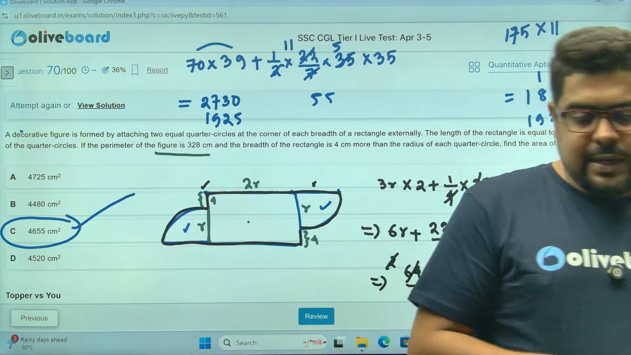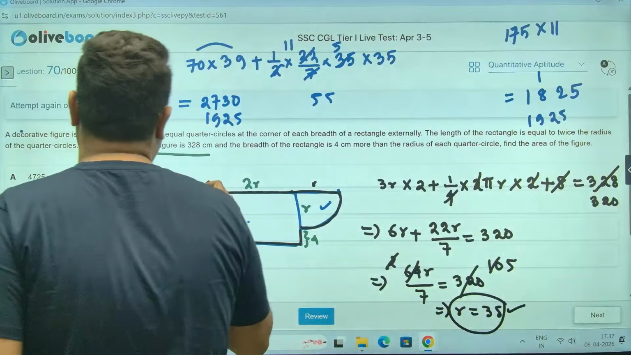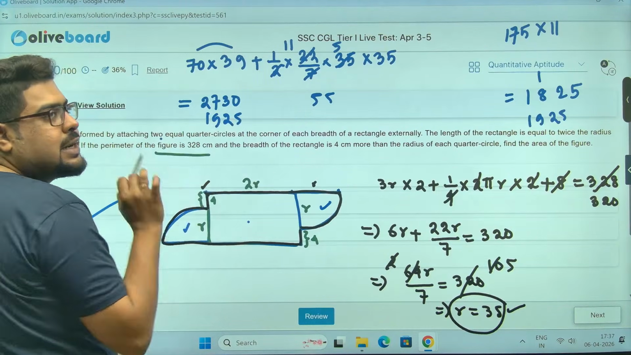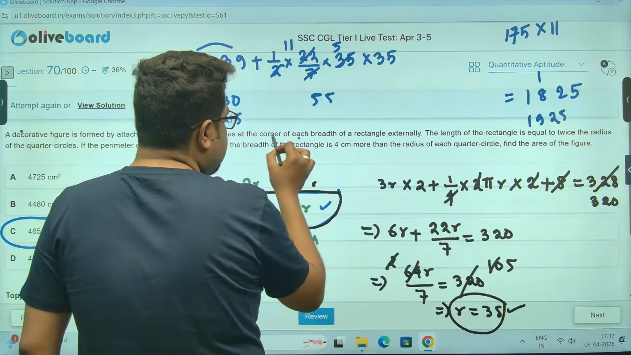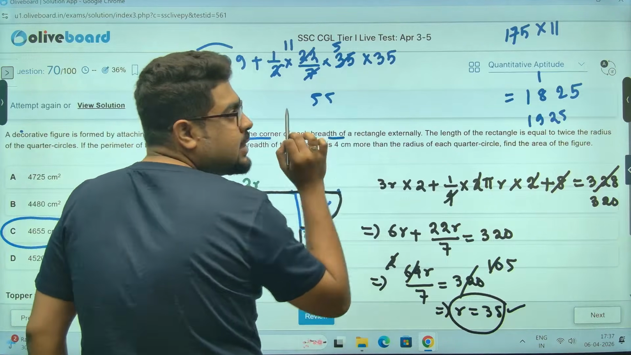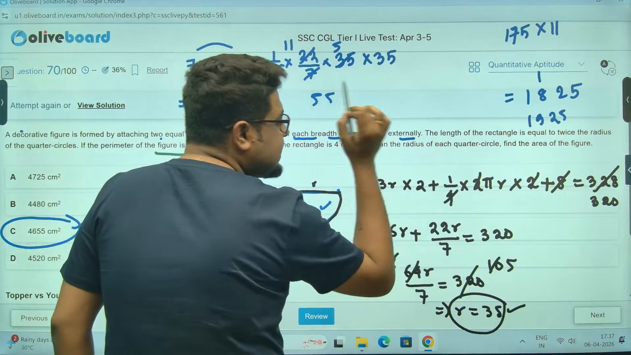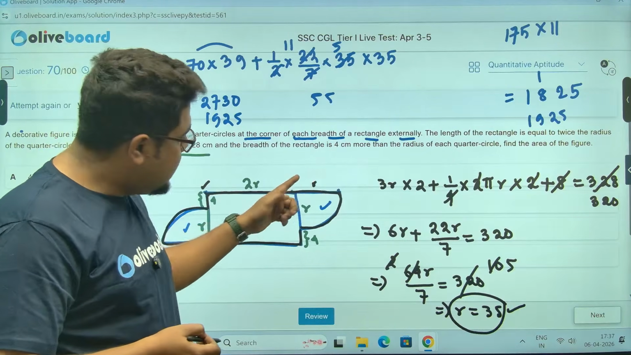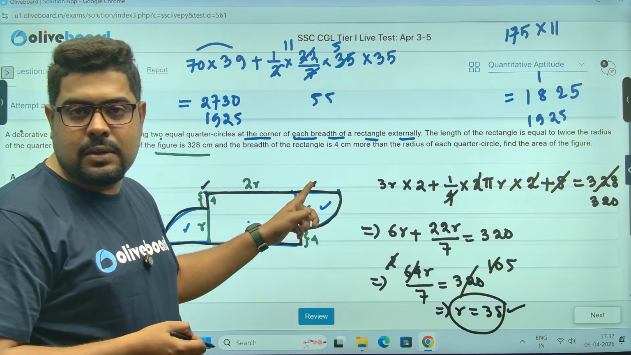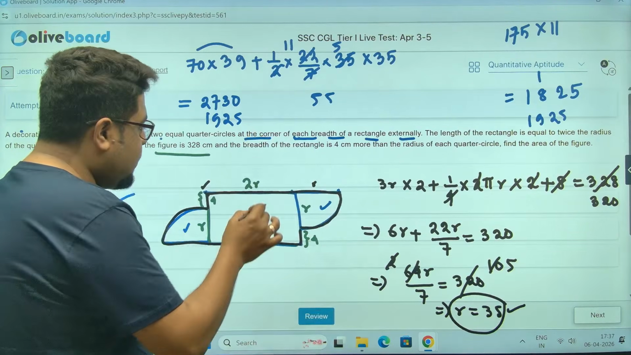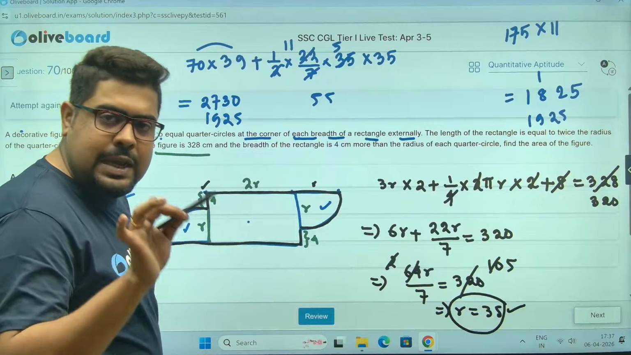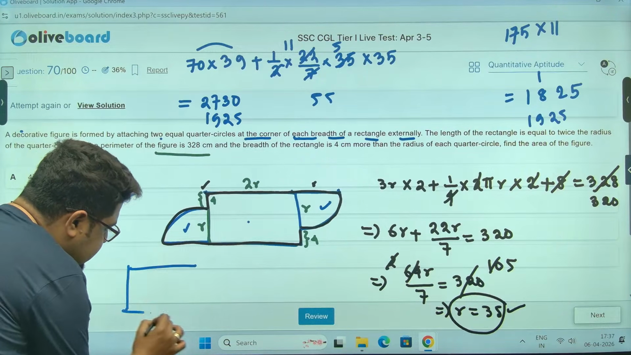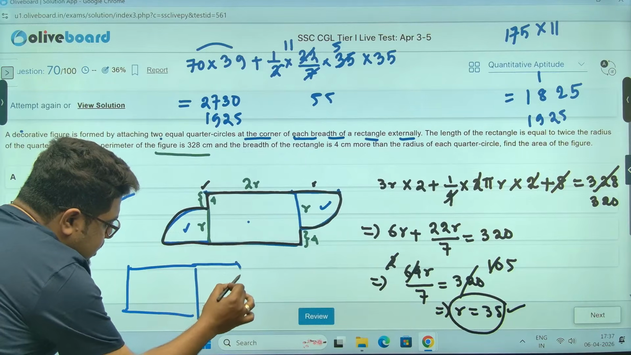How you draw the figure? Brother, it's given. Brother, just read the question. Decorative figure formed by attaching two equal quarter circles at the corner of each breadth of a rectangle externally. You see, breadth is this smaller section, externally, two corners to the corner. That's how I've joined it. Again, please understand, you could have drawn the figure like this as well. You could have said, sir, I will do this.